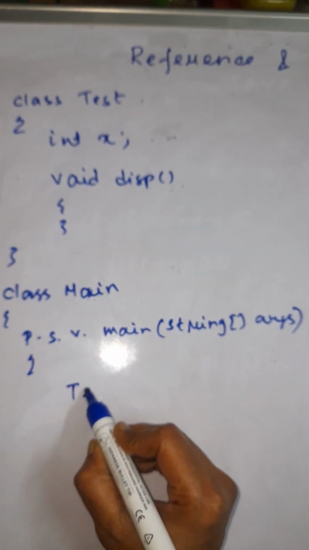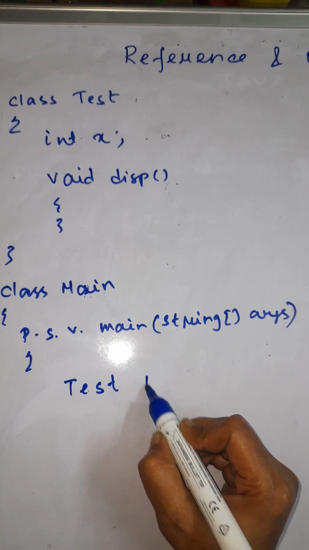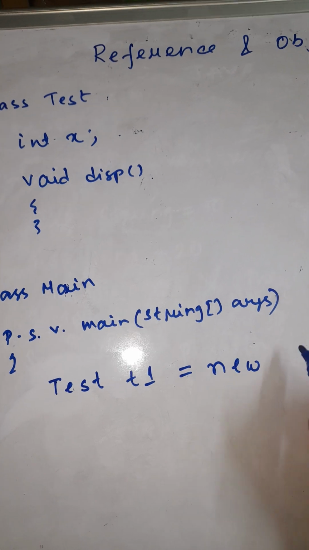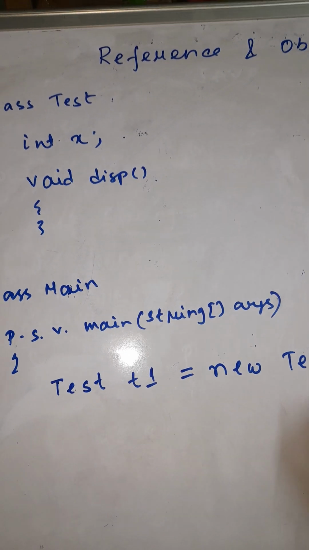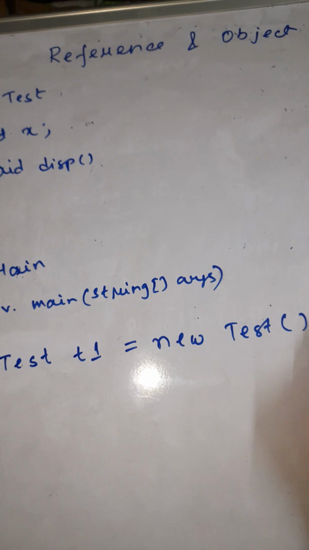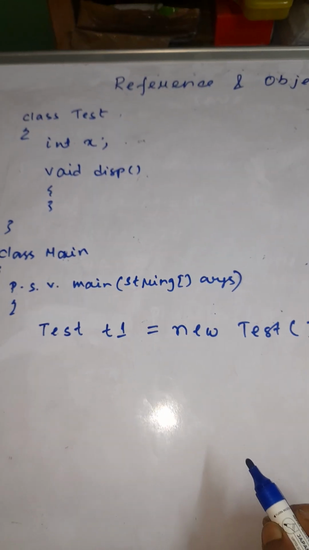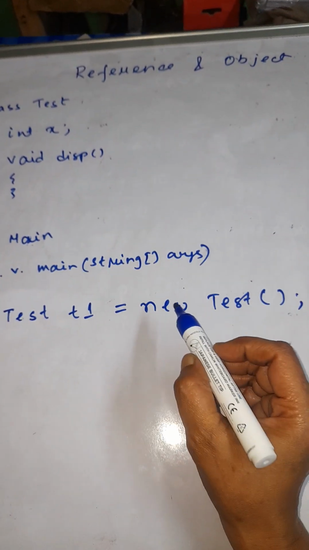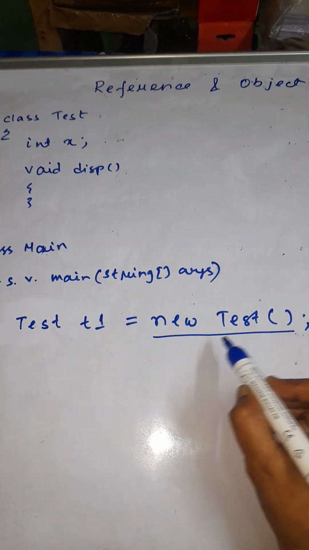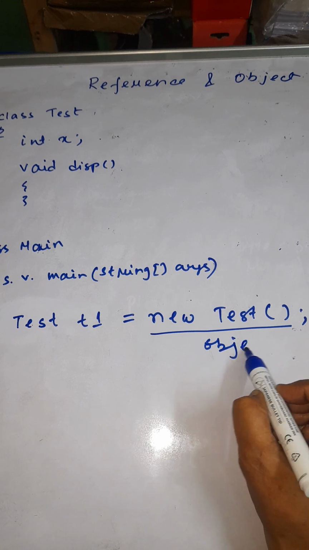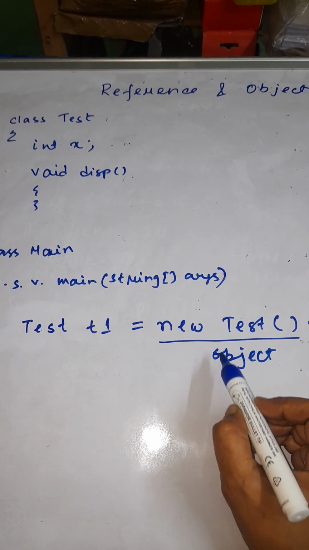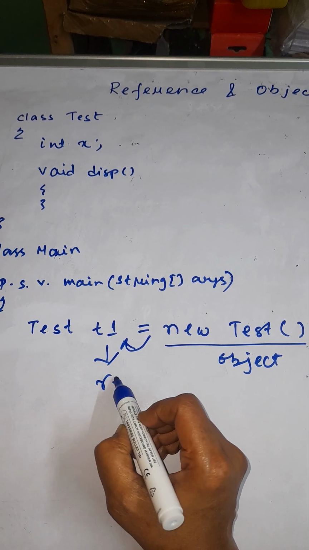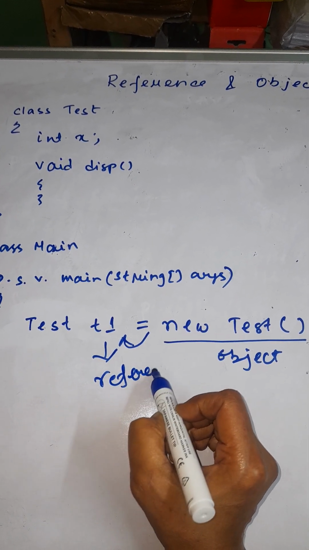Now I want to create the object. Test t1 equal to new Test. So using the default constructor call, I want to create the object of the Test class. Now what is this? New Test is the object. This will create the object, where the address of the object will be stored within t1, which is known as the reference variable.